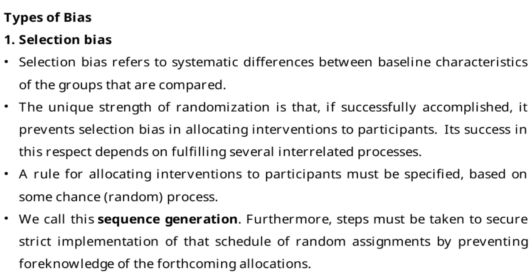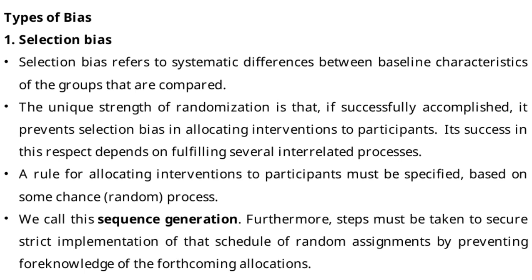When randomization is successful, it ensures that participants are allocated to different interventions in a way that's free from subjective influence. But achieving this success depends on several important steps. First, we need a clear rule for how interventions are assigned, and this rule must be based on some chance process, what we call sequence generation. This means using a genuinely random method to decide who gets what.